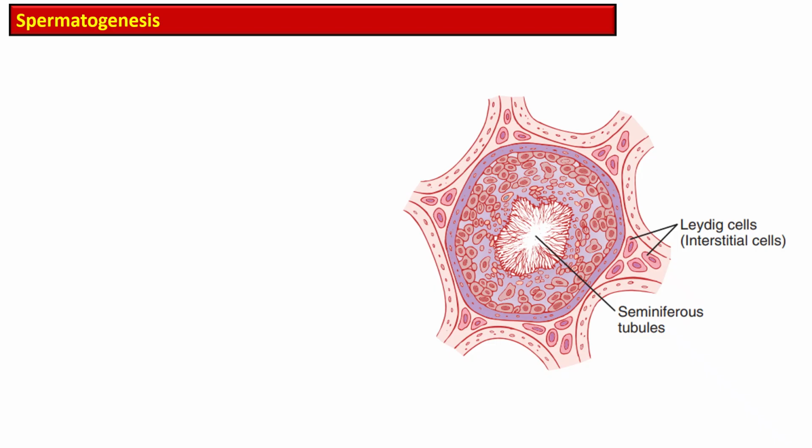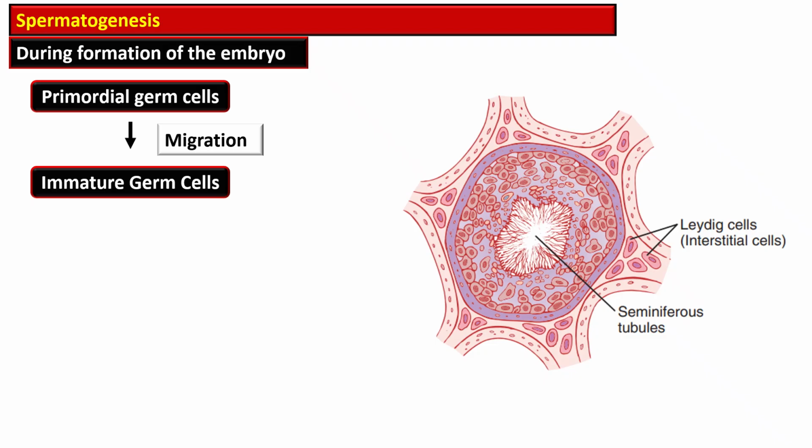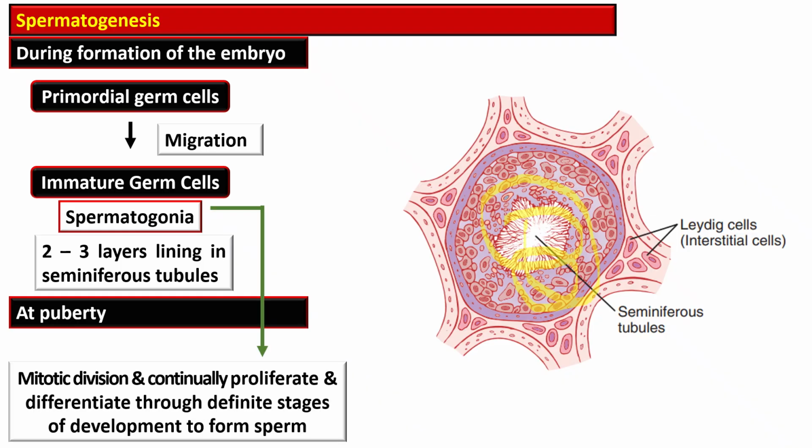The process of formation of a sperm is termed spermatogenesis. During embryogenesis, the primordial germ cells migrate into the testes, and these germ cells then begin to become spermatogonia, which are immature germ cells located in 2 to 3 layers along the inner surface of the seminiferous tubule. At the onset of puberty, the spermatogonia begin mitotic division to proliferate and differentiate into mature sperm cells.